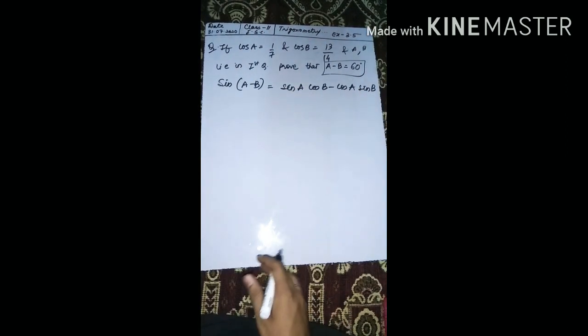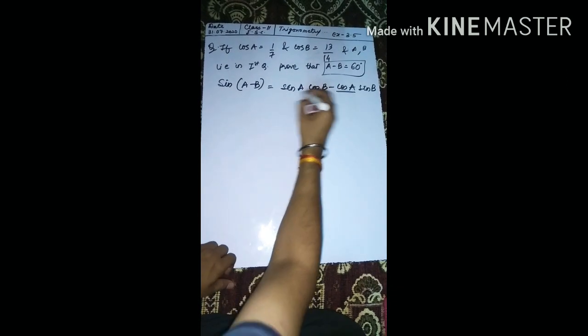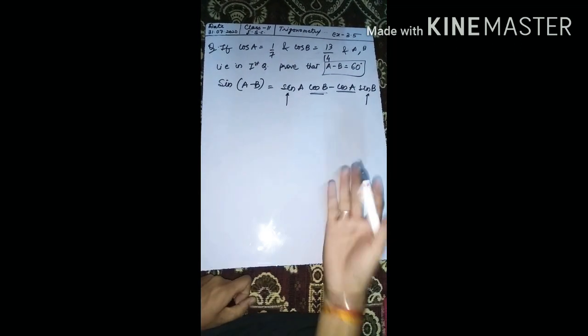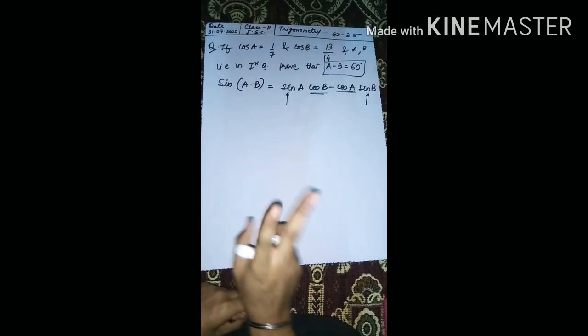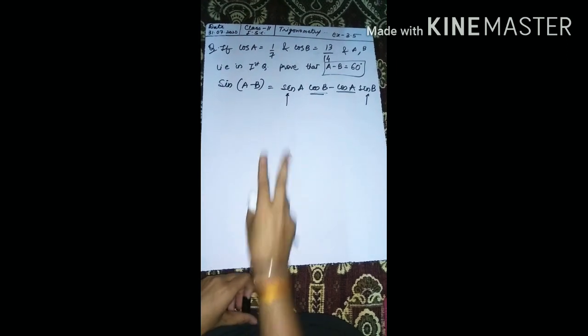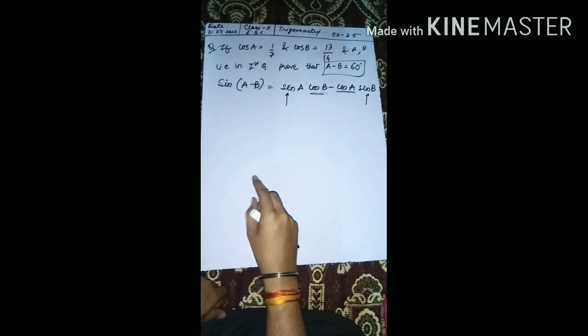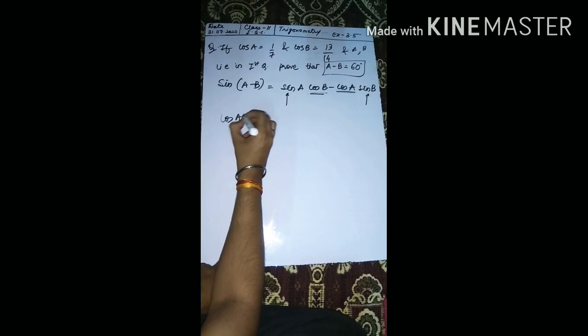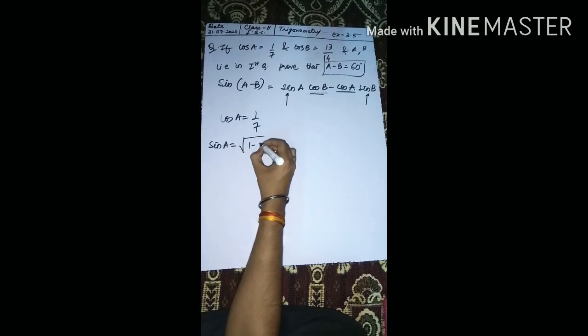This we already know. Now if we see here, we have the value of cos a and we have the value of cos b, but we don't have sin a and sin b. Now our challenge is to find the values of sin a and sin b with the help of cos a and cos b. You have two procedures for finding sin a and sin b, and I will explain both processes. The first process: you have cos a equal to 1 upon 7, and we know one identity, that sin a is equal to under root of 1 minus cos square a.